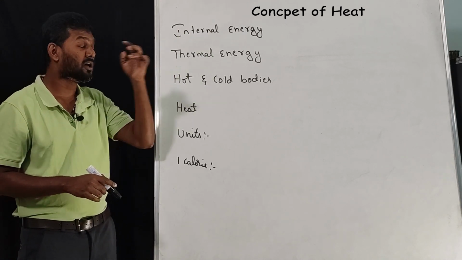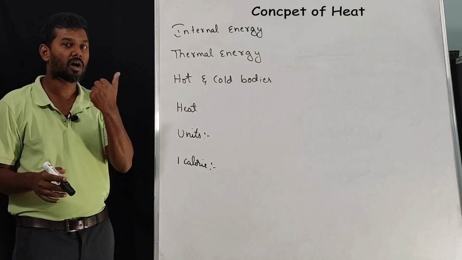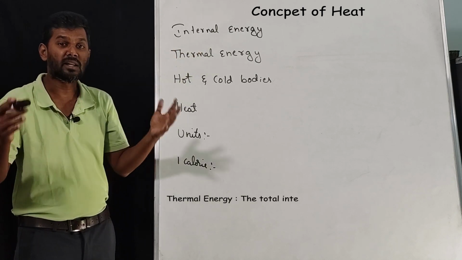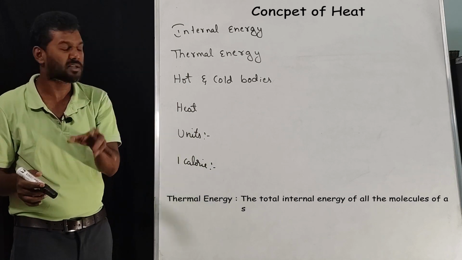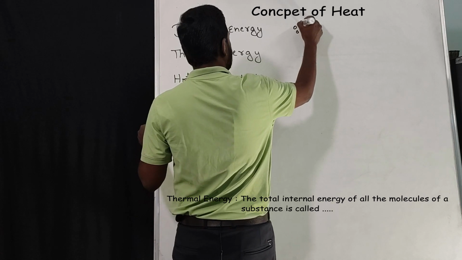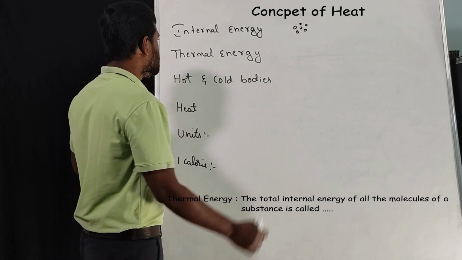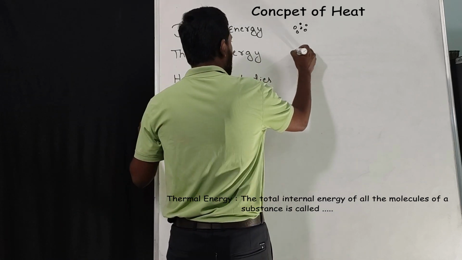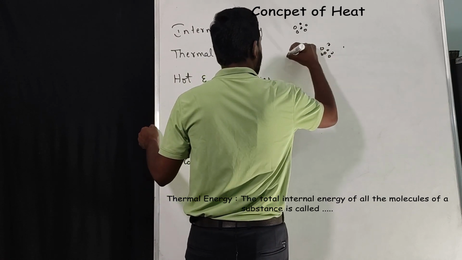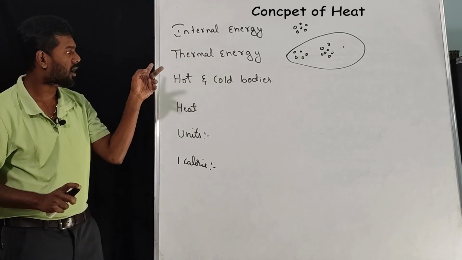Next, what do you mean by thermal energy? The total internal energy of all the molecules. We talked about only one molecule when it comes to internal energy, correct? The total internal energy of all the molecules in a substance is called thermal energy. Whenever we talk about internal energy, we talk about a few atoms, that is, a molecule. Whenever we talk about thermal energy, we mean how many molecules are there in the complete substance.